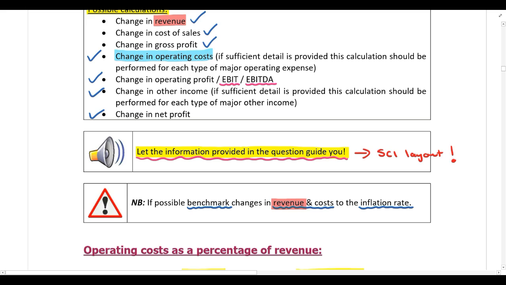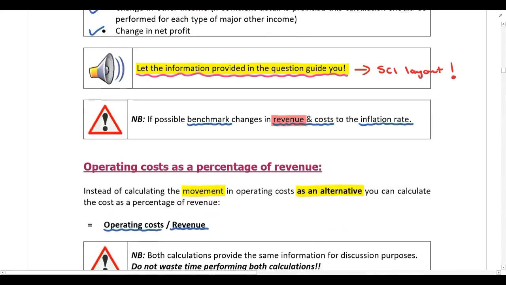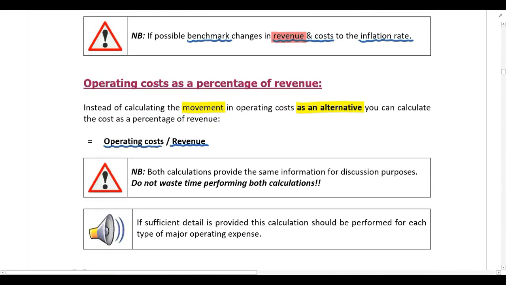So instead of calculating the movement in operating costs from last year to this year as an alternative, you can take those costs and express them as a percentage of revenue. That's just another way to look at the calculation. However, guys, please note that both of these calculations are going to provide you with exactly the same information for discussion purposes. So don't waste time performing both calculations. Either calculate the movement in operating costs or calculate the operating cost as a percentage of revenue.